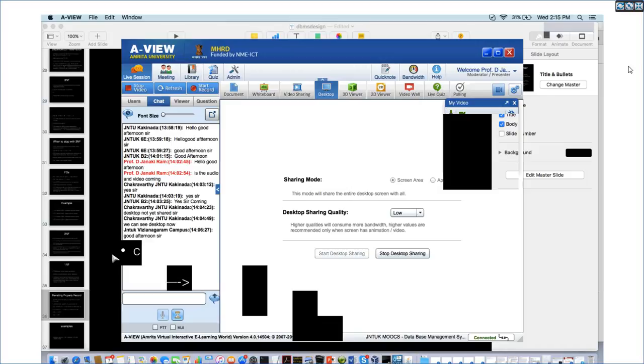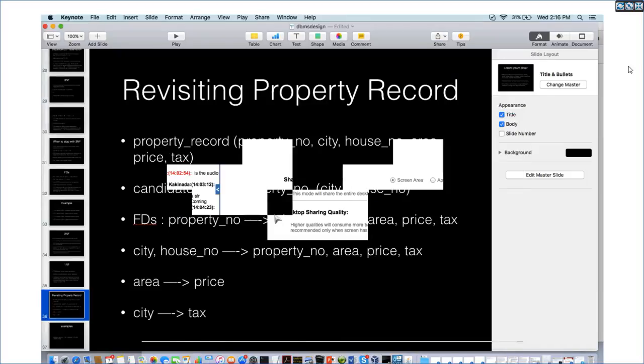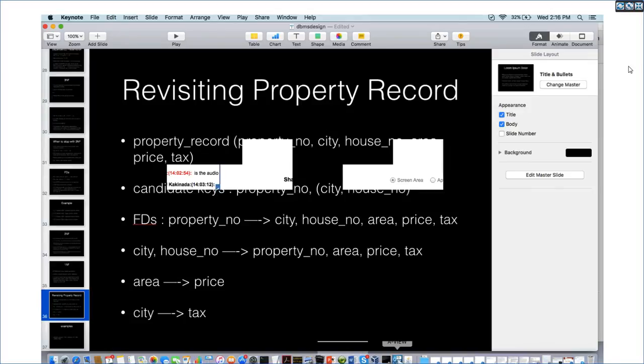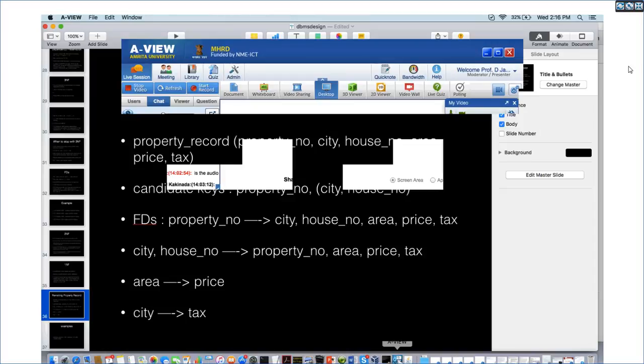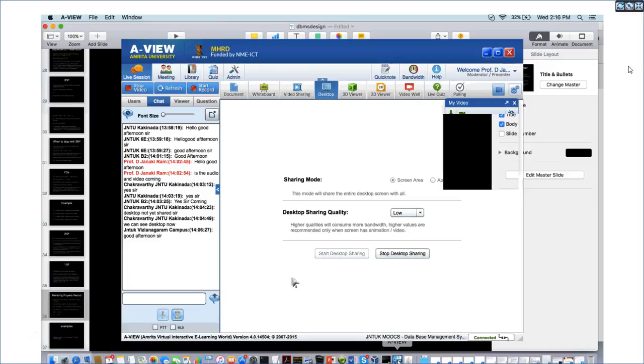Okay. Now what is the condition for second normal form? Non-prime attributes should not be partially dependent on the key. Now, does this satisfy the second normal form? Is this going to satisfy the second normal form now?